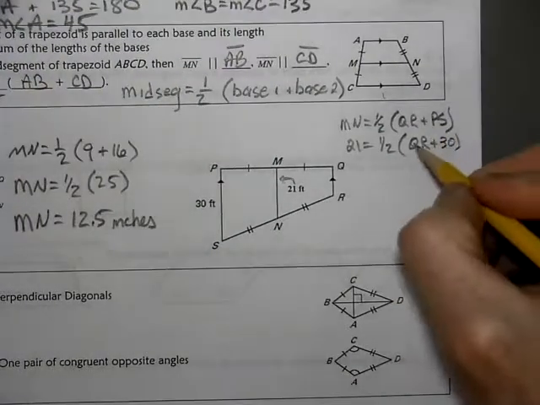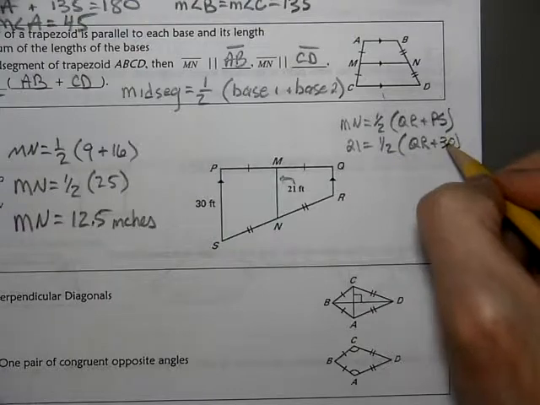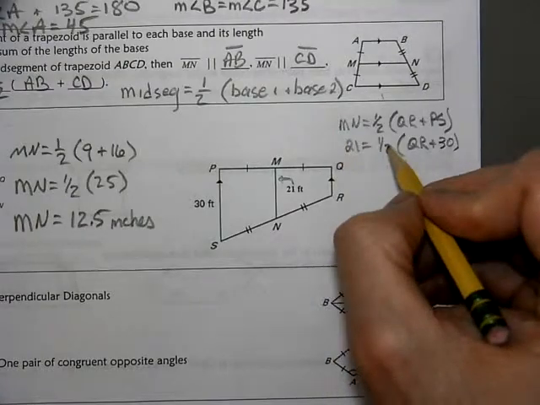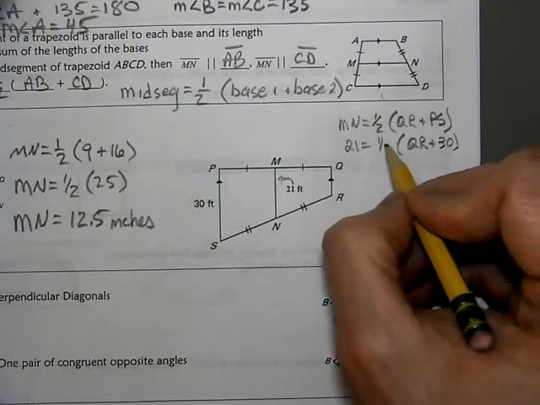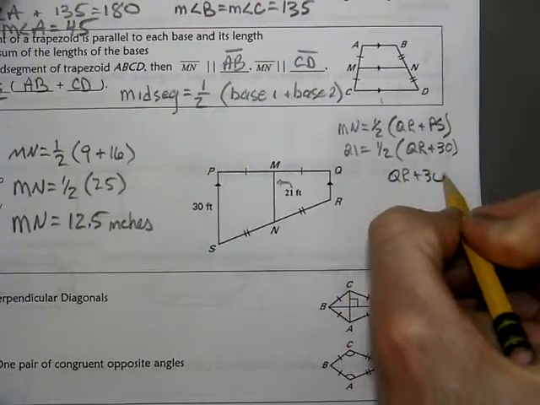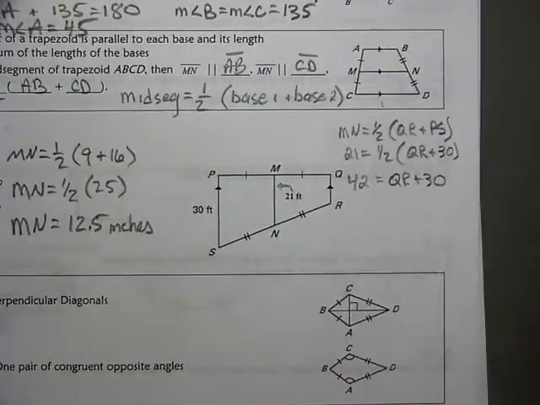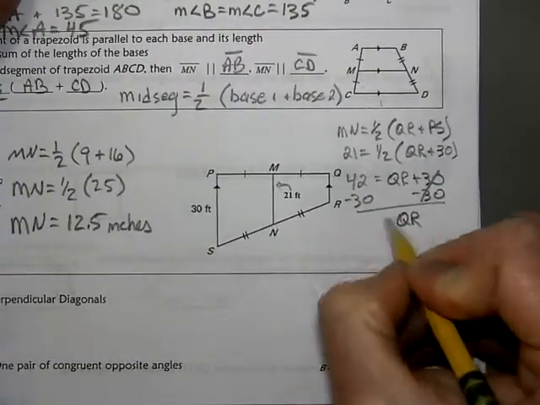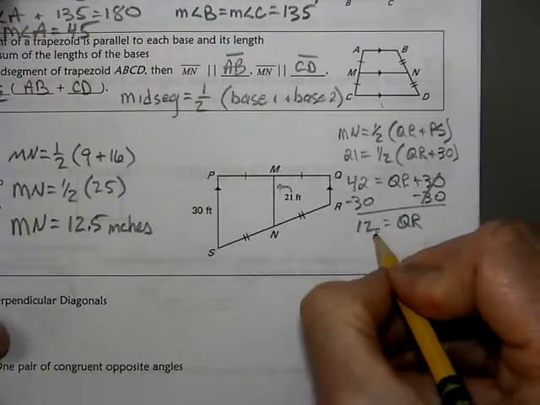So there's a couple different ways we could do this. We could distribute the half through, and we could say half of QR plus half of 30, which is 15. Another option is to multiply both sides by 2, multiply by the denominator. So if we multiply half by 2, we're just going to be left with QR plus 30. If we multiply the left side by 2, we're going to get 42. Then we can easily subtract our 30, and we get 12, which is 12 feet.